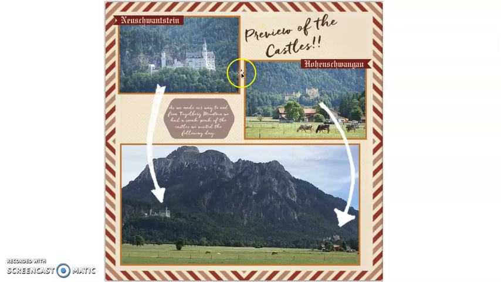Notice how the title of the page is called Preview of the Castles, which prepares the reader for a more detailed account of this particular event. This is an awesome way to engage a reader into becoming committed to the photo book. They can't wait to turn the page and see or learn more about the castles.